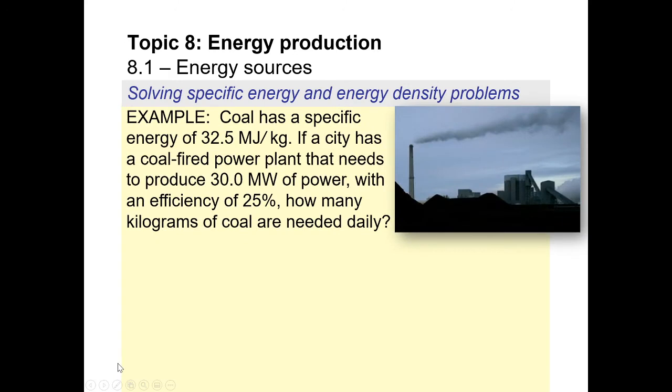Okay, so let's actually solve an energy density problem. All right, so coal has a specific energy of 32.5 megajoules per kilogram. A coal-fired power plant that needs to produce 30 megawatts of power, so that's for a city, and it has an efficiency of 25%. How many kilograms of coal are needed daily?